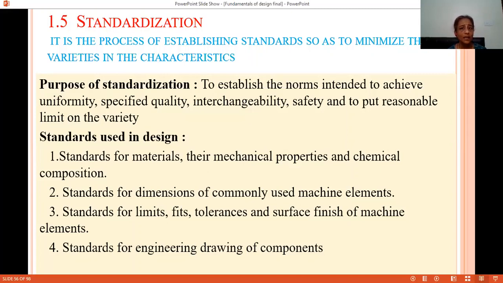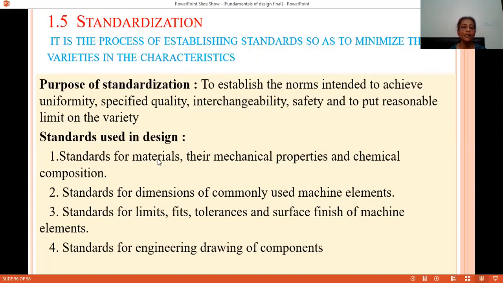Whenever we are following standardization, there is a minimum specified quality level, interchangeability, and safety, and we are putting a reasonable limit to the varieties of the product. That is the purpose of standardization. Now, which are the various standards used in design? First is standards for materials, mechanical properties and chemical composition.